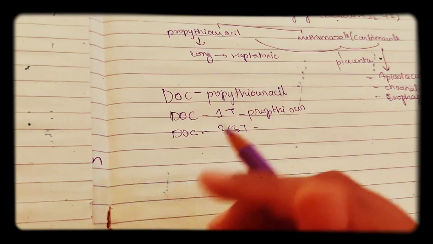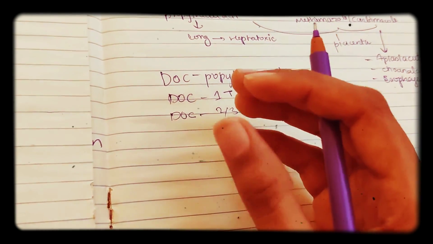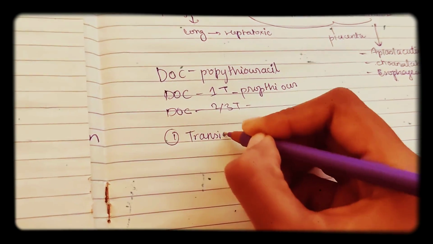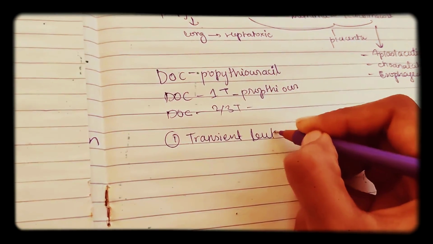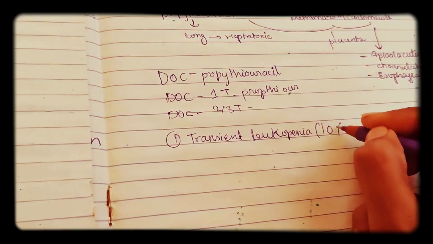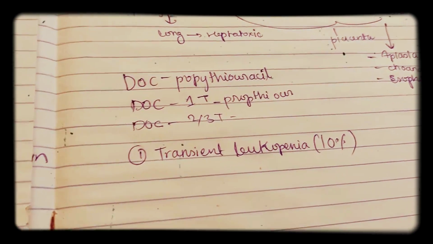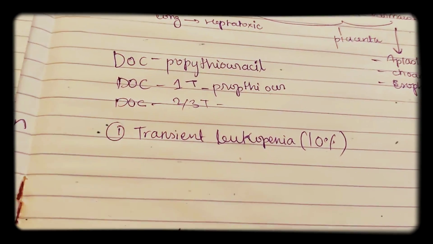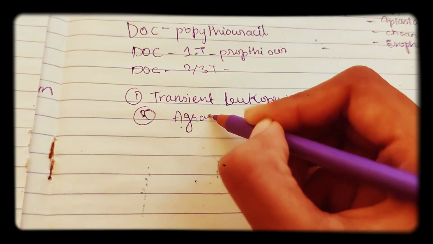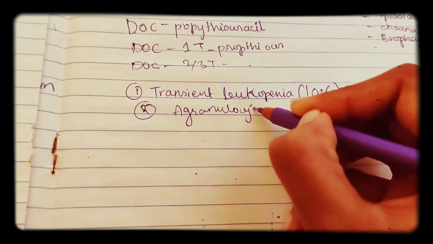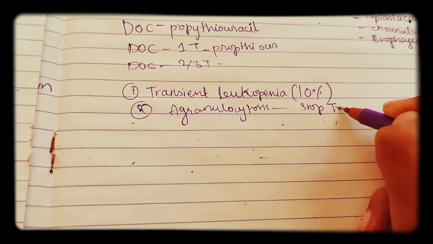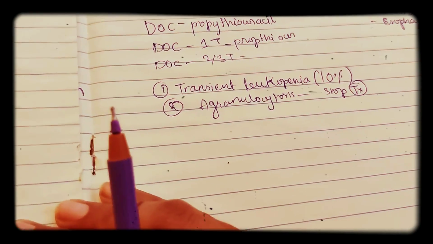So now coming to complications common to both categories, you see transient leukopenia, which is in 10%, but you can neglect this effect because it's not that much, only 10%. And there is also agranulocytosis, but this is a very serious complication. Whenever you see agranulocytosis with these drugs, we need to stop the treatment immediately, because agranulocytosis is a very severe problem in the fetus and also the mother.